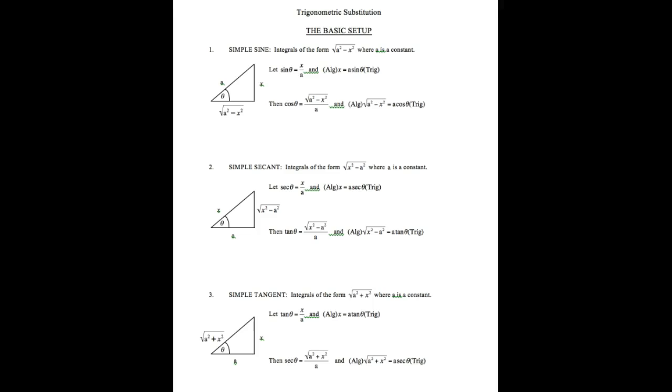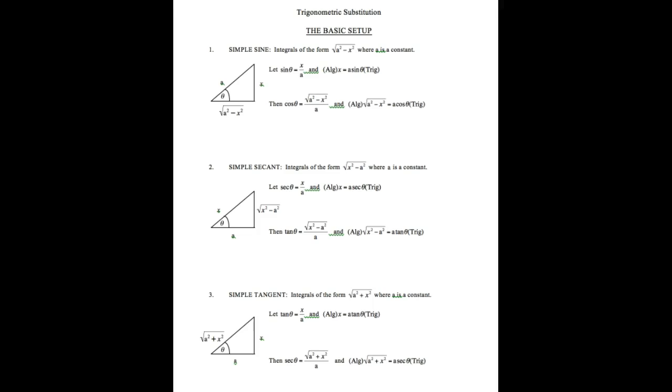Multiply both sides by that a, and we have a piece of algebra, x, equaling a piece of trig, a sine of theta. Now, whenever I have the sine of theta, I use the cosine of theta. So if I look at that triangle, the sine of theta in that picture is x over a. By using the Pythagorean theorem, I get the square root of a squared minus x squared.